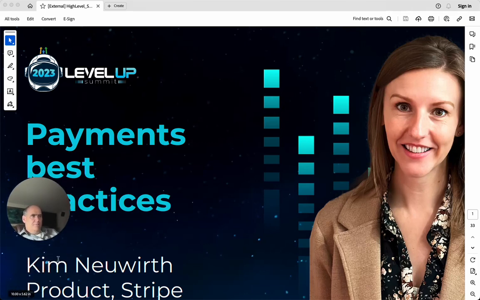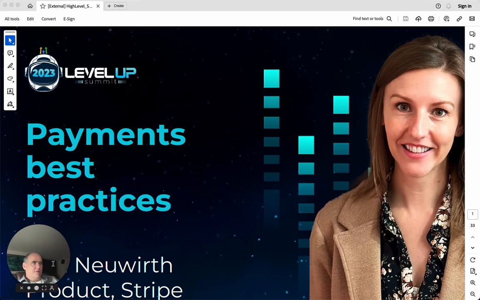The payments best practices are from Kim Newworth, I guess from the Stripe product team. These are the best practices for dealing with Stripe and not getting your account restricted or shut down, chargebacks, those kinds of things. Since we use Stripe quite a bit in processing, especially recurring bills and recurring payments, this is really about Stripe and the best practices for using it.